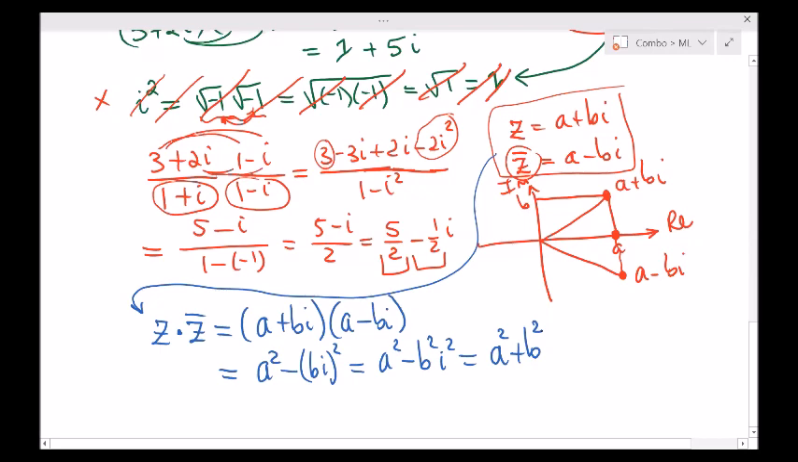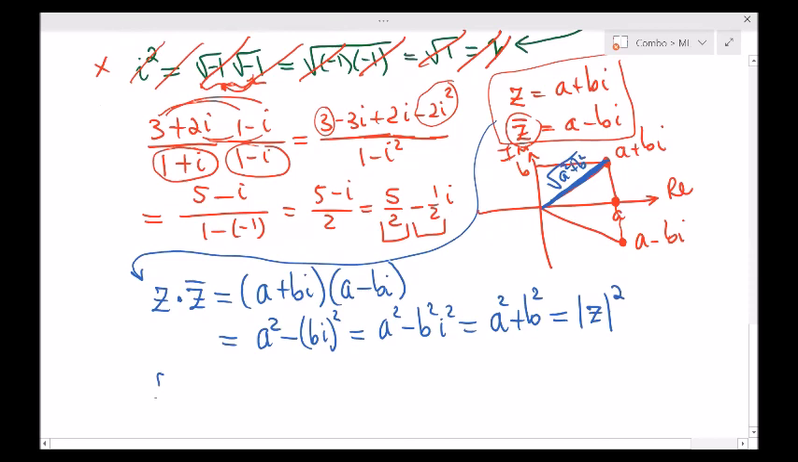But suddenly, when you look at the geometry of this, a squared plus b squared is just the length of this blue section here, the length of that vector there. So which means, well, square root of a squared plus b squared. So we might as well just use the absolute value sign again, right? So that would be the absolute value of z squared, the magnitude of z squared in a sense. That turns out to be a very important identity as well. So let me write that down. z times z bar is equal to the absolute value of z squared.